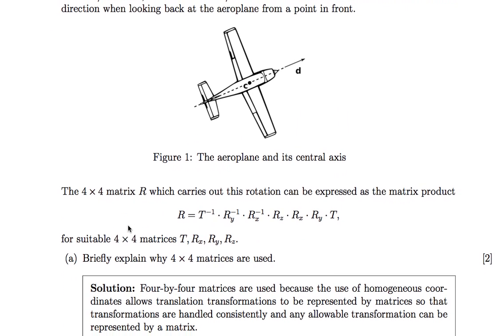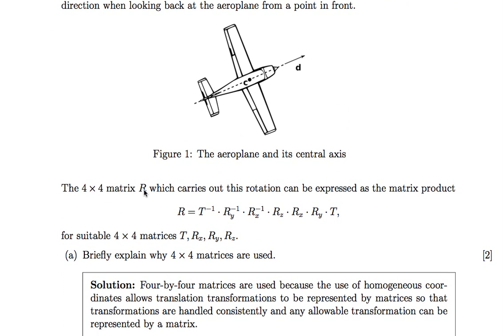Okay, a 4 by 4 matrix R, which combines several different transformations to achieve this roll, is given here. Okay, so R is given by these 7 matrices multiplied together. Well, actually, there are just 4 matrices, 3 of them are inverted. So you have the T, Rx, Ry, and Rz.